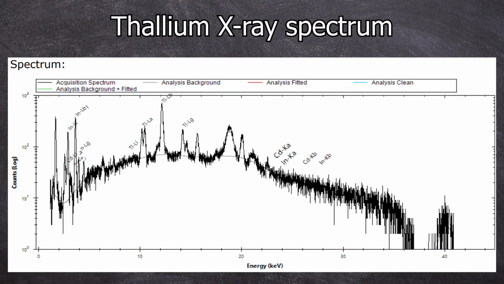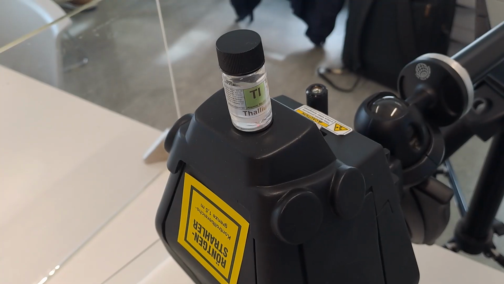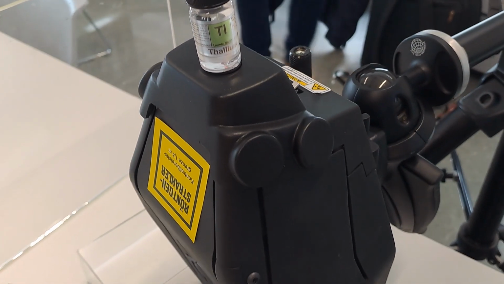Further down the periodic table, we have thallium, which has such a high nuclear charge that the K lines are too high in energy for this device to detect. Therefore, we can only see the lower energy L lines. And for safety reasons, this was measured also inside of a glass vial.